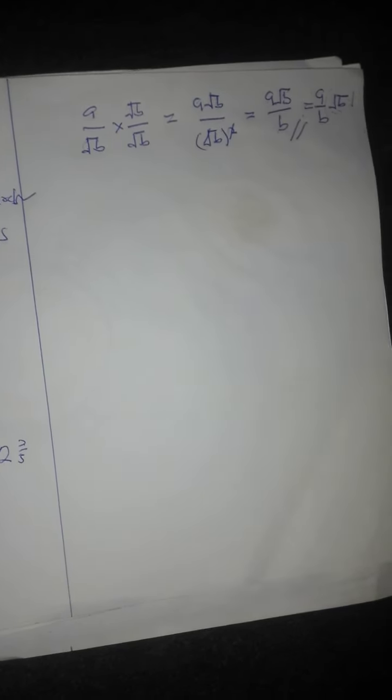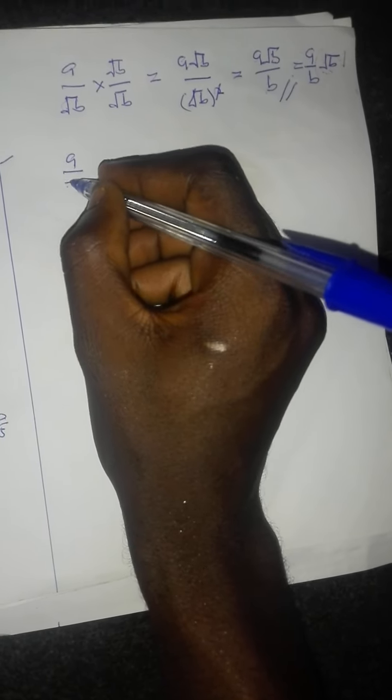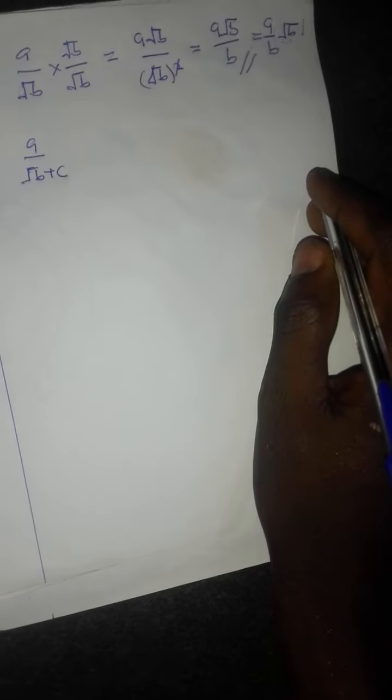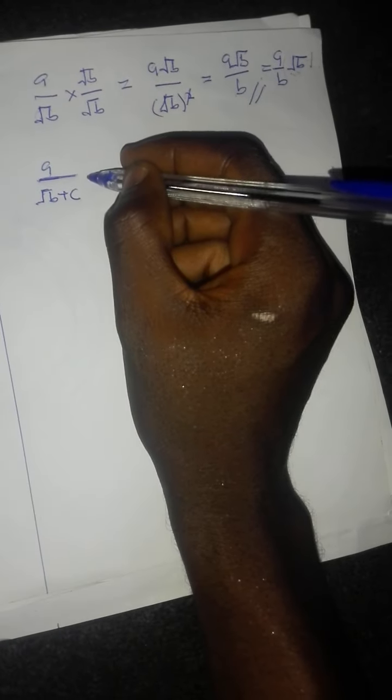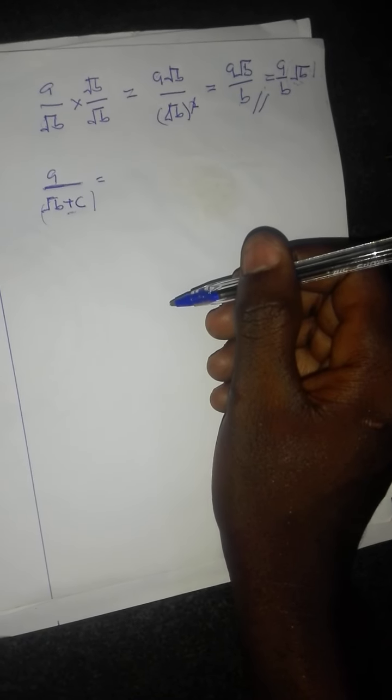So if given a over root of b plus c, how do we simplify this? This is a surd, and it is in the denominator, so you change it to its right form. What is the conjugate of this? The conjugate of the denominator is found by changing the arithmetic sign, which is addition here, to subtraction. Multiply both the numerator and the denominator by it.